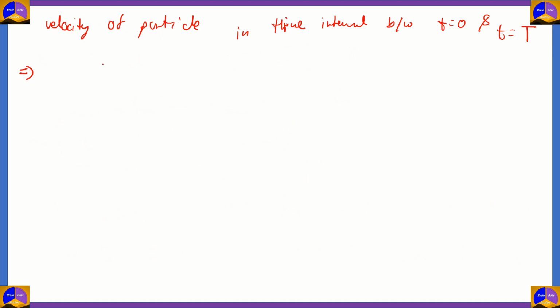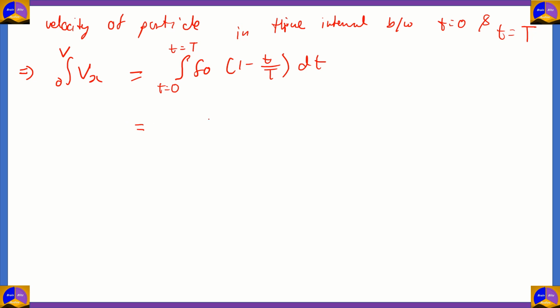So let's consider dv from 0 to v, that's the velocity in that interval, and on the right hand side you have the integral of f naught times 1 minus t by capital T times dt, and the lower limit is t equals 0 and the upper limit is t equals capital T. Now f naught is a constant.